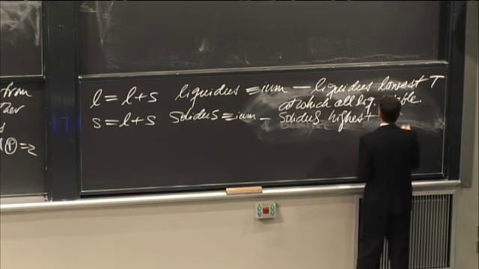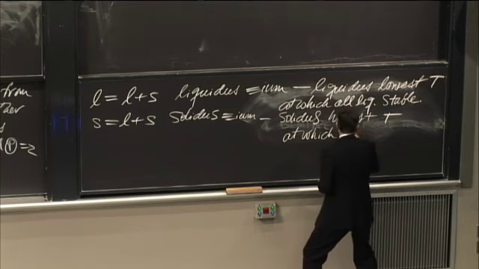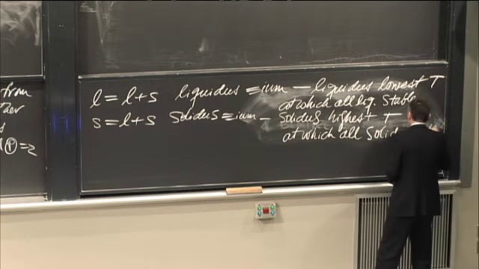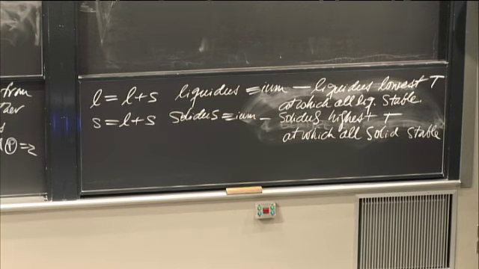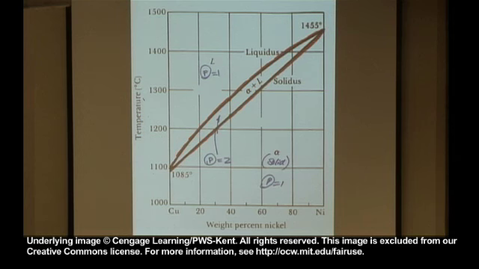Solidus is the highest temperature at which all solid is stable. All right. Good. And I'm going to look at a few of these things. It's always fun to see if I'm on track with the Hume-Rothery rules. So here's copper nickel.